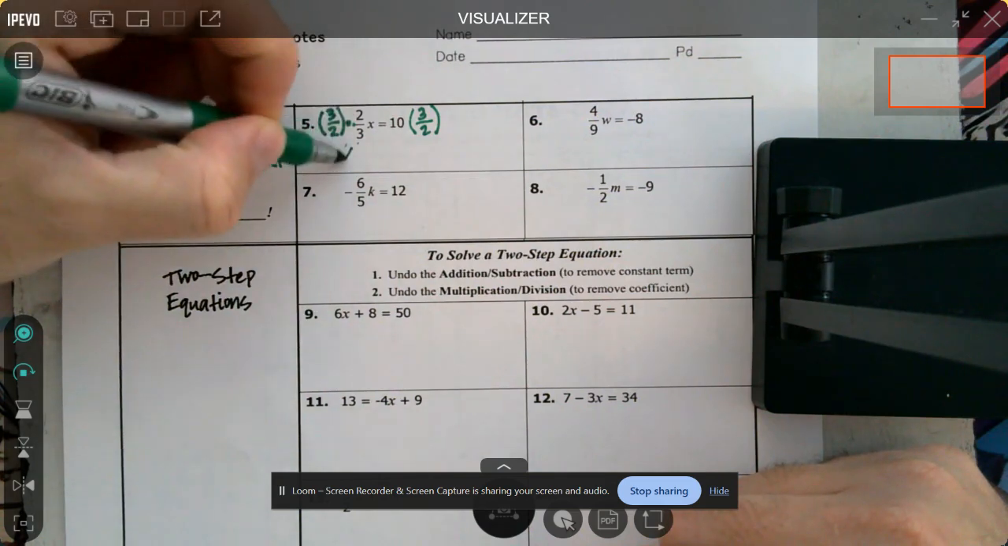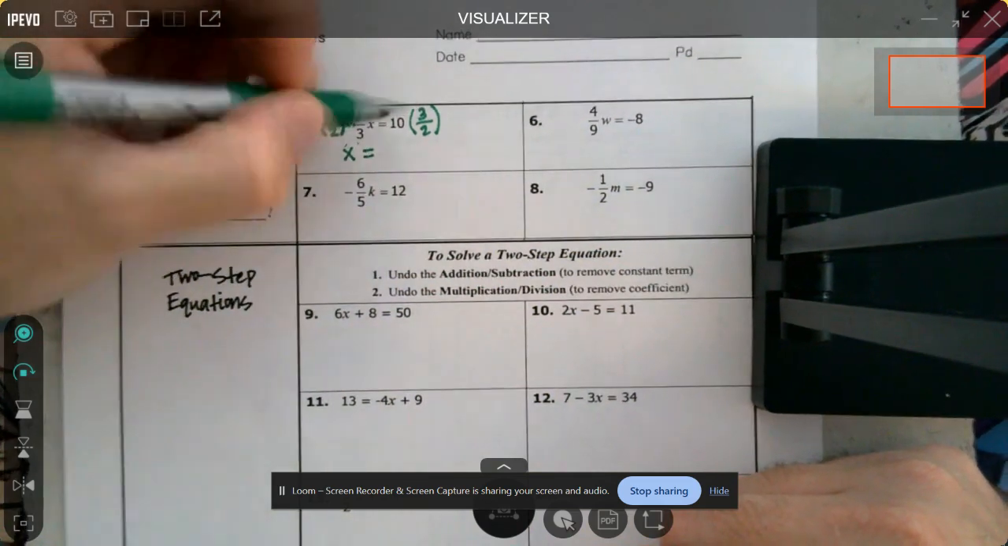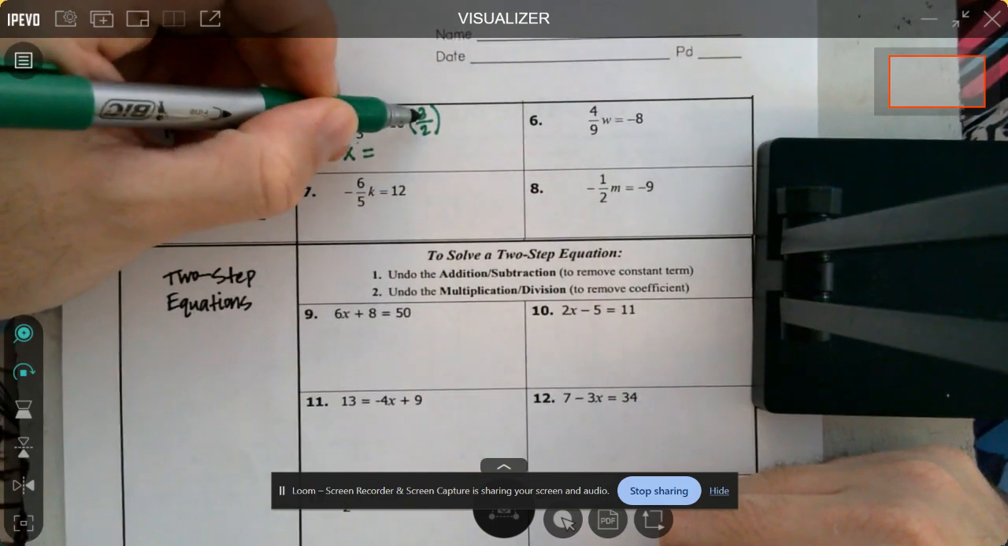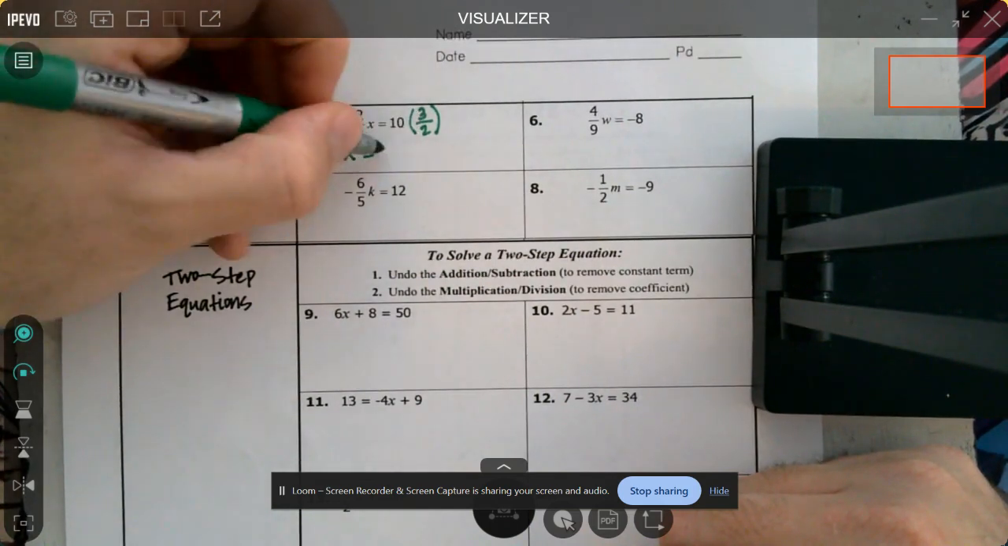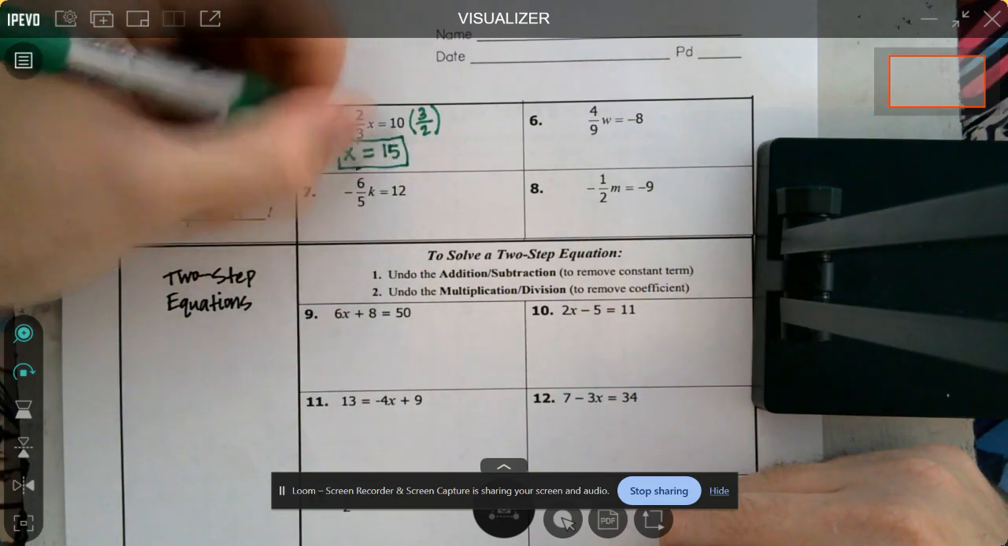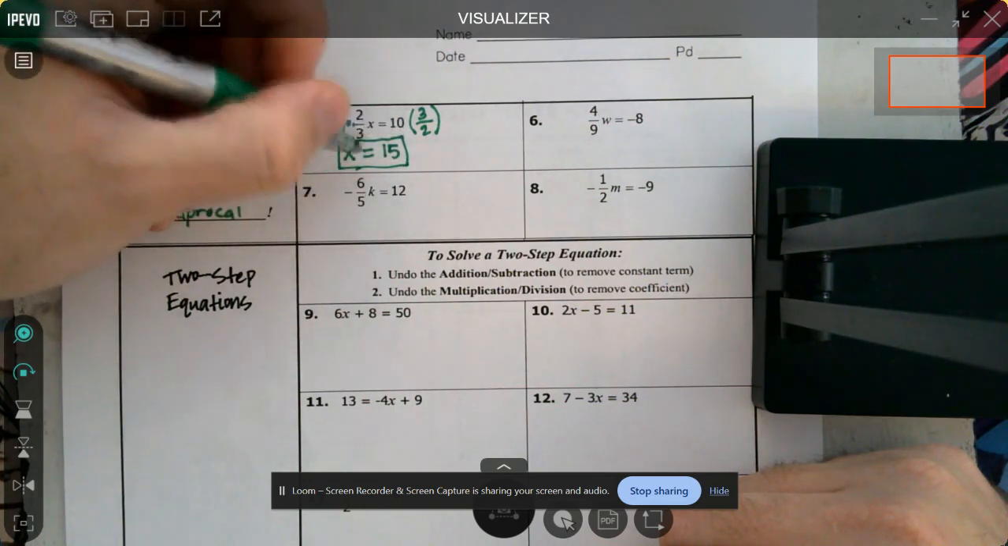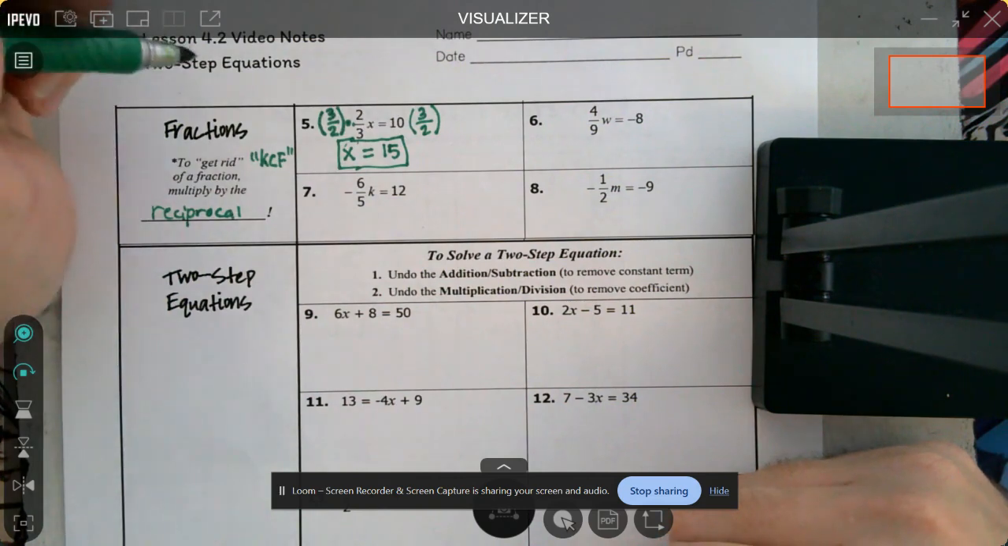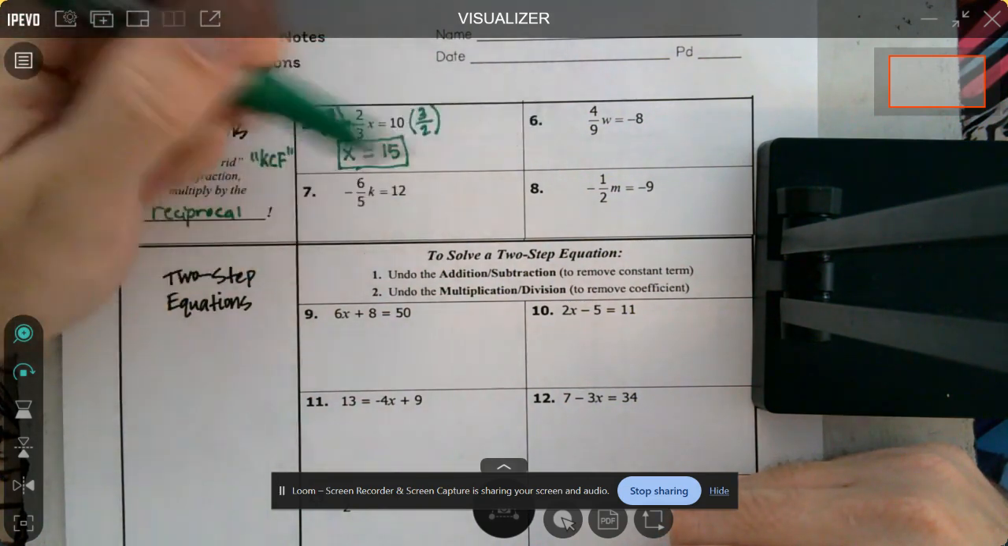Okay, so you're left with x equals 10 times 3 is 30. 30 over 2 is 15. So if you do 10 times 3 divided by 2 in your calculator, you will get 15 there, okay? Alrighty, I'm going to do 6, and then you guys do 7 and 8.